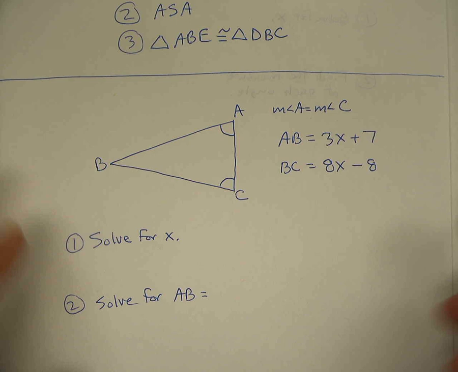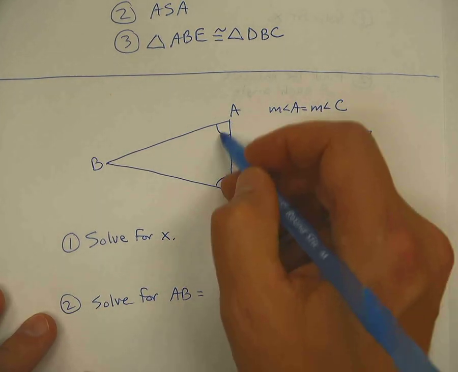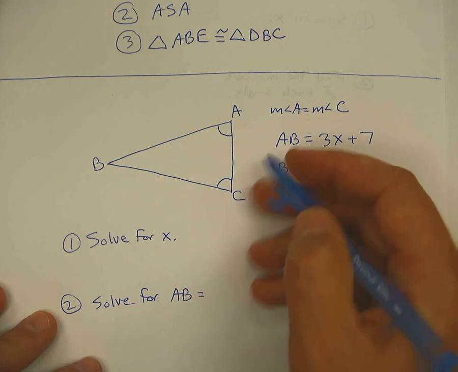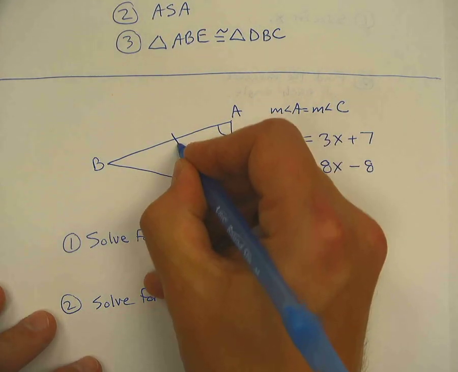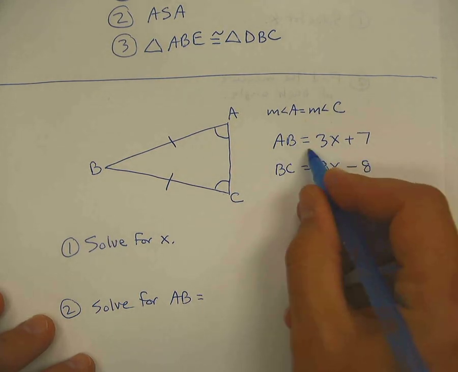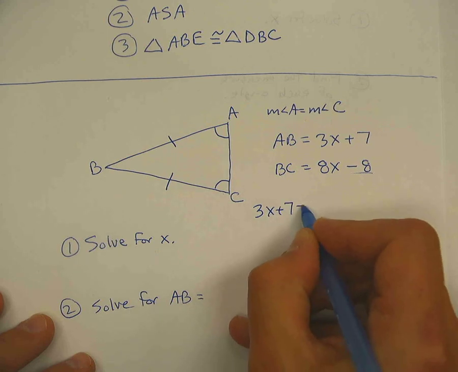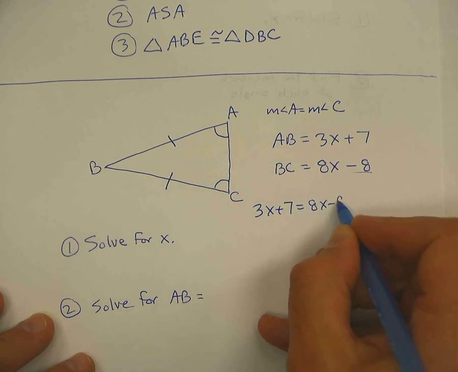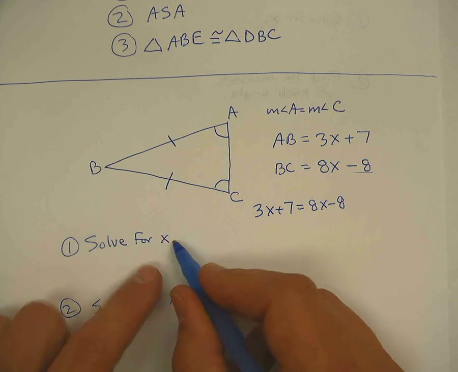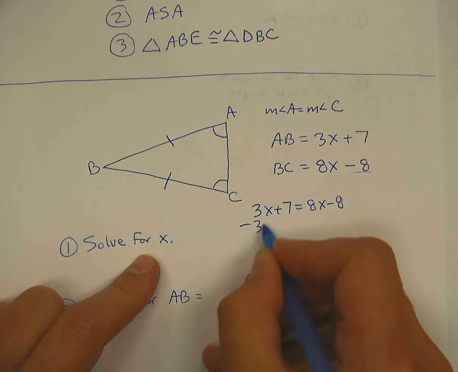All right, let's go to another type of problem. This right here we know is an isosceles triangle because the two base angles are congruent. So if it's an isosceles triangle, that means these two sides are congruent. So I know AB is equal to BC. So I take 3x plus 7 equals 8x minus 8. To solve for x, I'm going to put all the x's on one side. So I'm going to subtract 3x from each side.